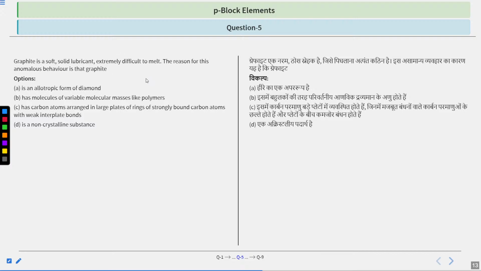Graphite is a soft, solid lubricant, extremely difficult to melt. The reason for its anomalous behavior is: options are A, it is an allotropic form of diamond; B, it has variable molecular masses like a polymer; C, it has carbon atoms arranged in large plates of rings and strongly bonded carbon atoms with weak interplate bonds; and D, it is a crystalline substance. So you have 30 seconds to solve this question. Your time starts now.